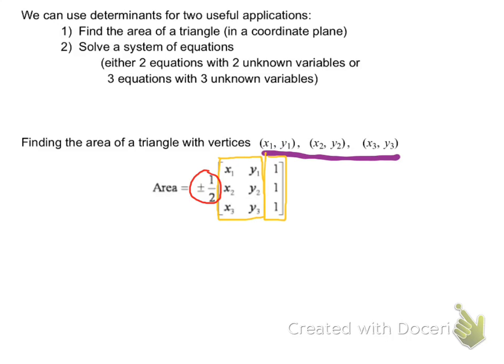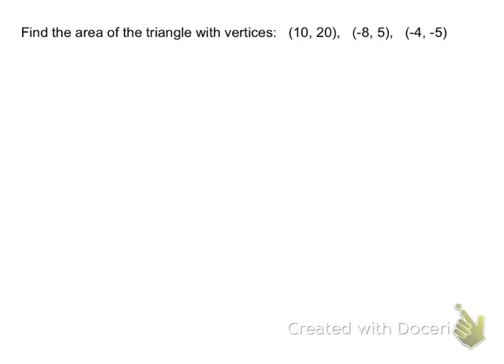Now, the 1/2 comes from the idea that the area of a triangle is 1/2 times the base times height. But why is this plus or minus? I'd like you to write down an idea, and we're going to discuss this in class. But now let's go ahead and use this idea to find the area of a triangle with these given vertices. So again, the first thing we need to do is write down our ordered pairs, 10, 20, negative 8, 5, negative 4, negative 5. We're going to fill in that last column with 1 all the way down.